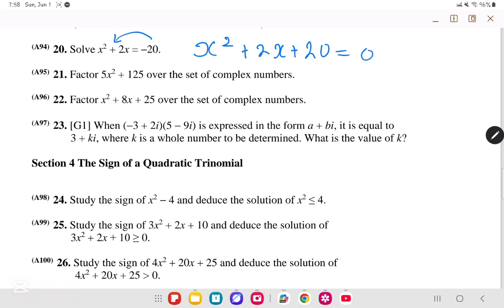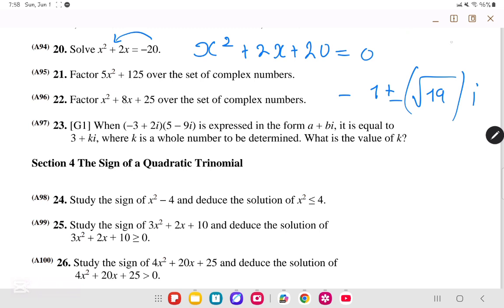For the people that have the function on their calculator, you can do mod 5, 3, put in A as 1, B as 2, and C as 20, and you will get the two answers to be what? To be minus 1 plus or minus radical 19 times i. Okay, so these are the final answers.